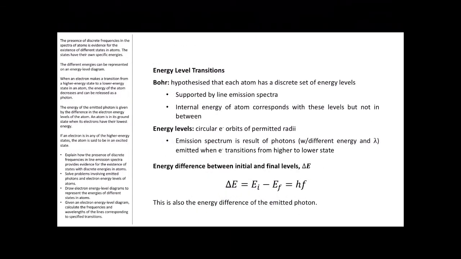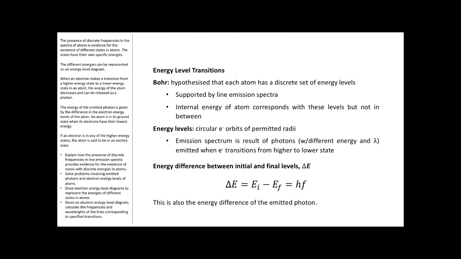So now we're going to look at another set of learning intentions and success criteria. The presence of discrete frequencies in the spectra of atoms is evidence for the existence of different states in atoms. The states have their own specific energies. The different energies can be represented on an energy level diagram, and when an electron makes a transition from a higher energy state to a lower energy state in an atom, the energy of the atom decreases and can be released as a photon. The energy of the emitted photon is given by the difference in the electron energy levels of the atom.